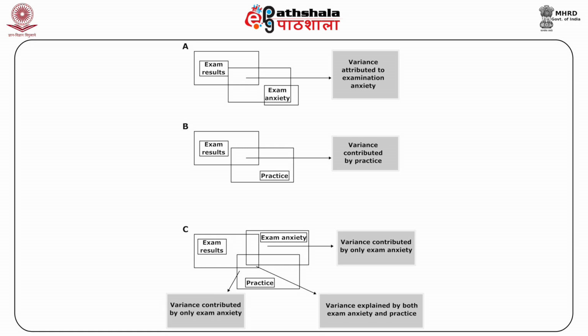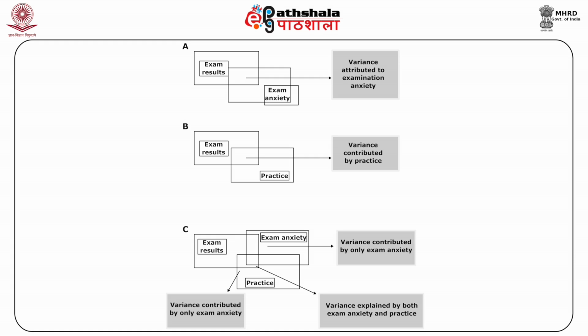Let us have a more comprehensive look now at the problem in part C of figure 1. We have combined all the three variables together as they occur in the research data. Now, the common area, the overlap area of the examination results, examination anxiety and practice effect, is the one that we need to weed out, because we may be interested in variance contributed by only exam anxiety or the variance contributed by only practice.